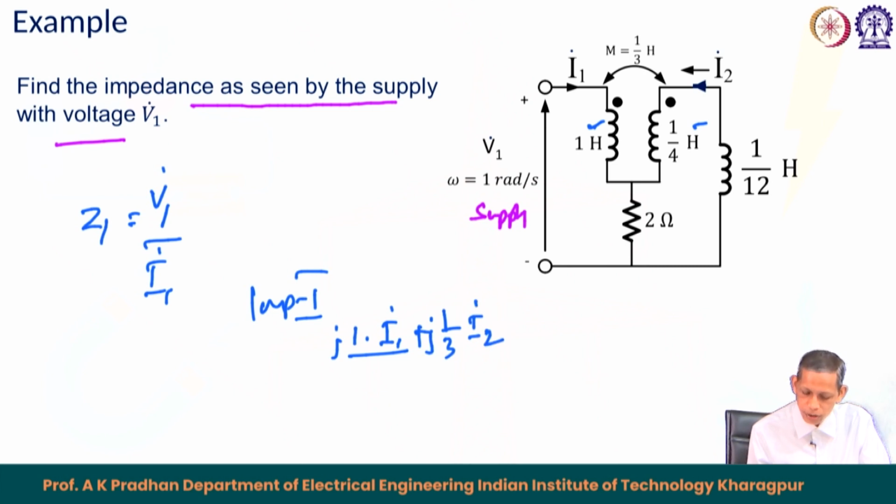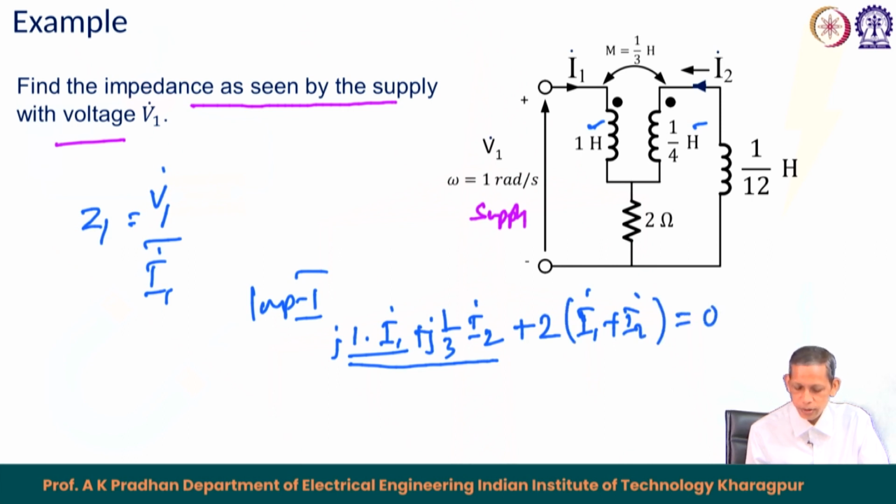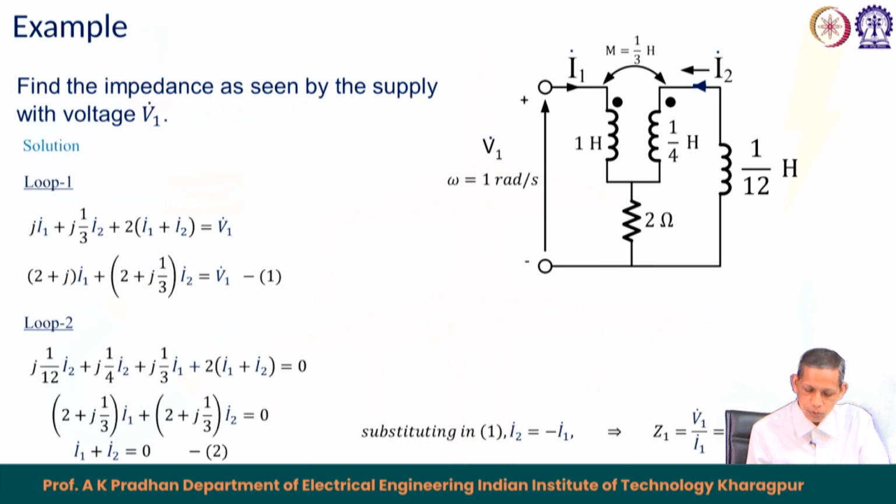So, this is the self and mutual part for the first element, and then we have the 2 ohm. For this, there will be 2 resistance and the corresponding current through it is I1 plus I2. So, this becomes equal to V1 for the first loop, loop 1. Similarly, you can write down loop 2, and we got the loop 1 equation and the corresponding loop 2 equation like this also.